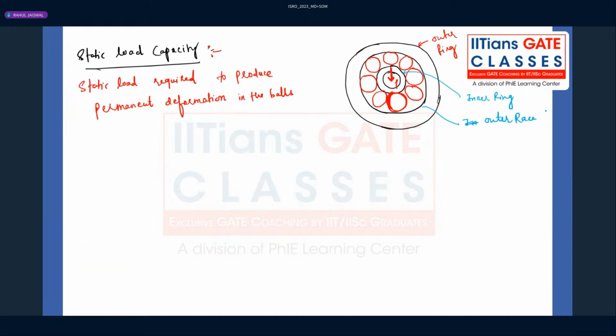So not only do you have permanent deformation in the balls, but permanent deformation will also happen in the races. Whatever races you are observing, this black color, there also there will be some deformations. So static load required to produce the permanent deformation in the balls and races. Races are the place to put the balls in a particular position, so that the balls will not be scattered during the movement of the ball bearings or during the motion of a particular shaft.